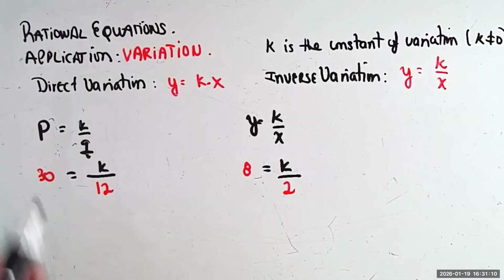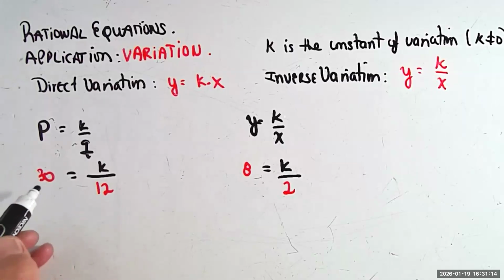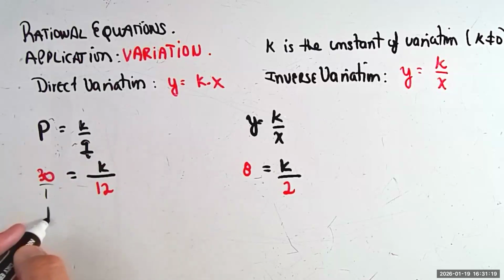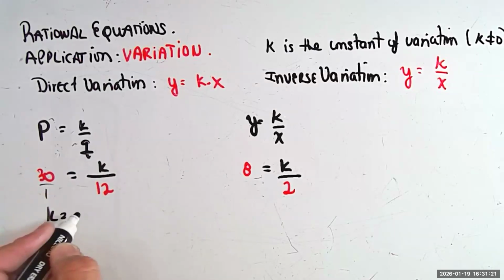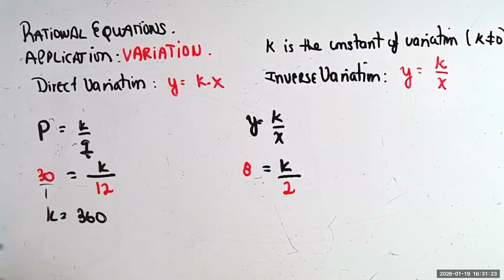Okay, so P is inversely proportional to Q. So we have this, this is over 1. We can cross multiply. 1 times K is K. 30 times 12 is 360. Therefore, my equation is P equals 360 over Q. And we're done.